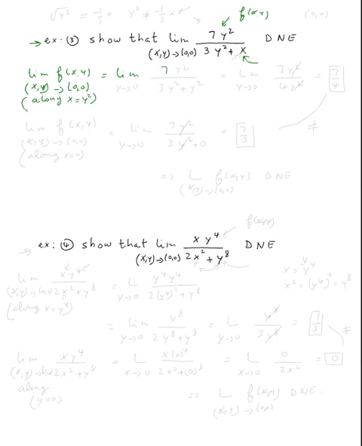So that would be 7y squared over 3y squared. Whenever I see x, I'm going to plug in y squared, plus y squared. And then I want my y to approach 0. Now this is going to be the limit of 7y squared over 3y squared plus y squared, which is 4y squared, as y approaches 0. Simplify the y squared and you get 7 over 4.